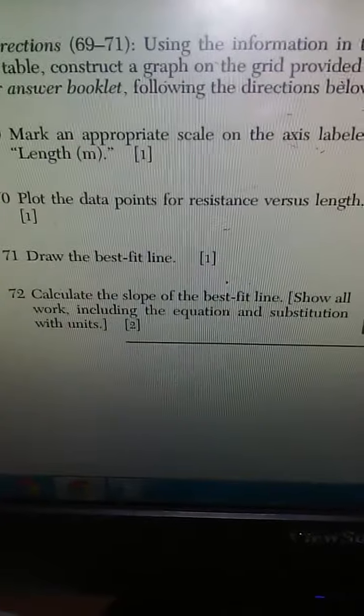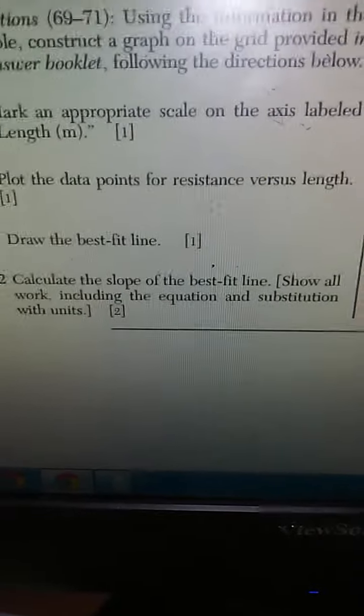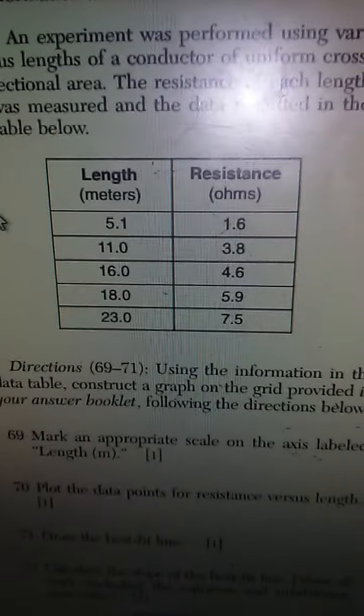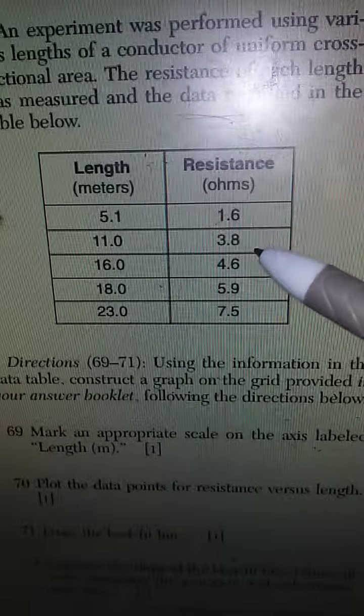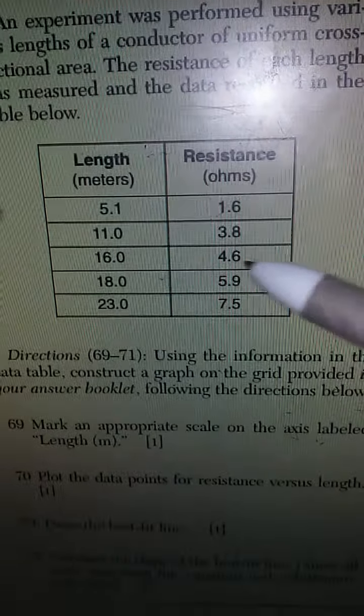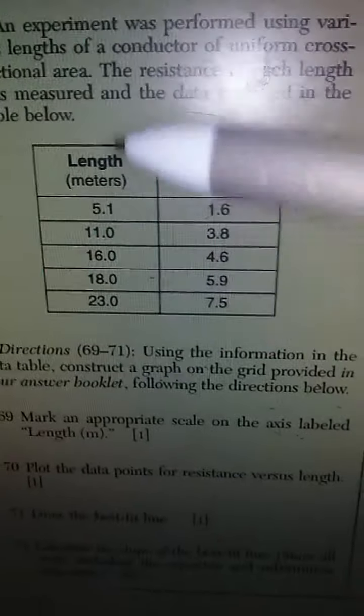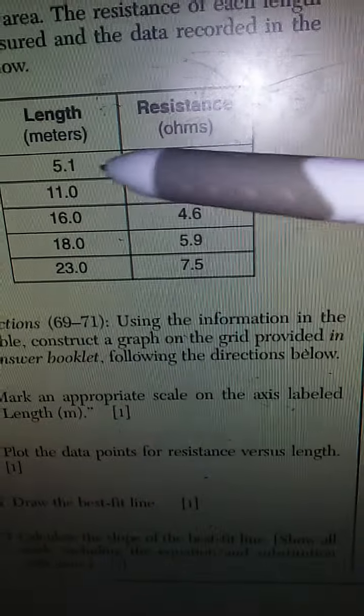What are they asking for? Calculate the slope of the best fit line. Show all work, including the equation and substitution with units. Okay, so we can use these coordinates here. For slope, it's rise over run. Rise means the change in the y values over the change in x values. So I'm going to use the first two coordinates.